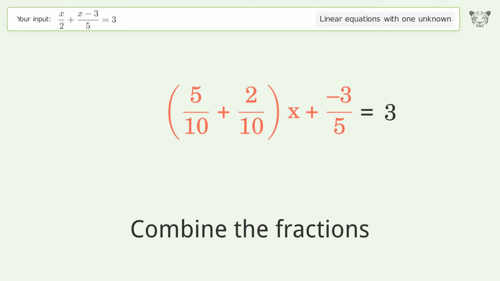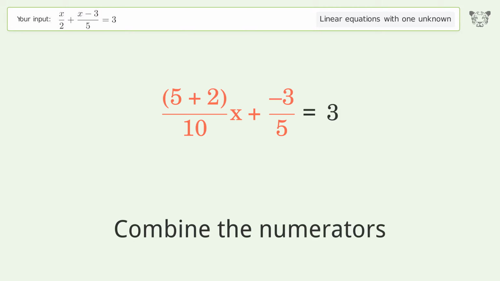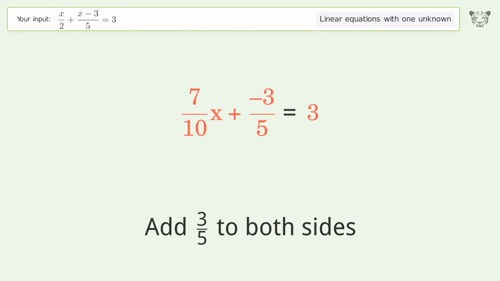Combine the fractions. Combine the numerators. Group all constants on the right side of the equation. Add 3/5 to both sides.